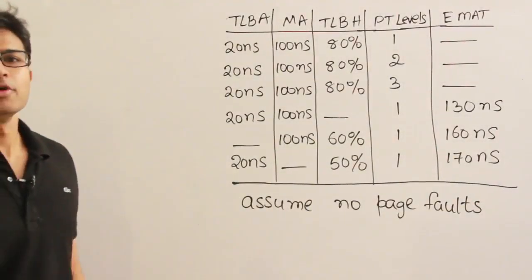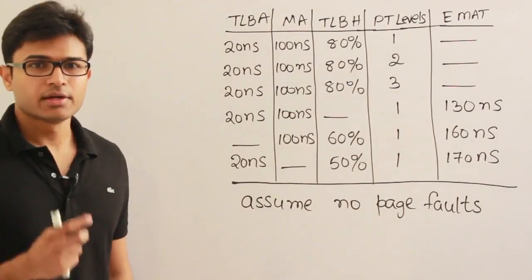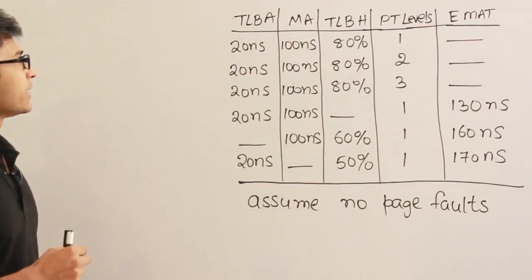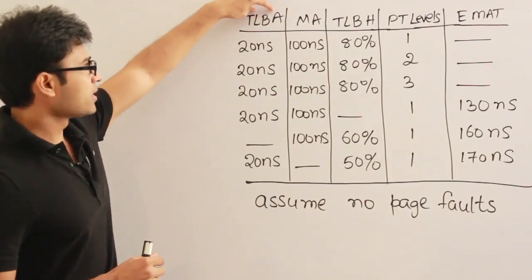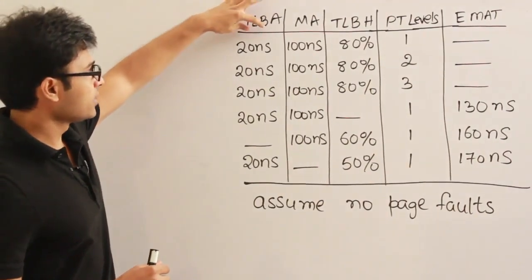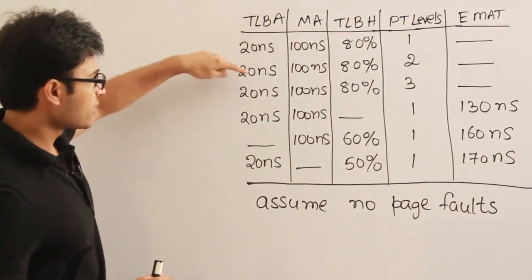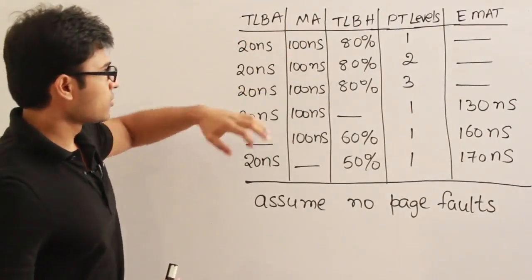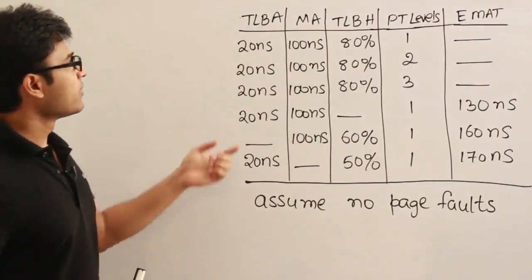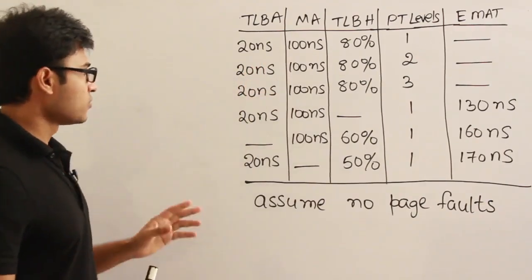Let's see some more numericals on this TLB hit rate. So the data is given like this. TLB access time means the time taken to access the TLB, which is given as 20 nanoseconds. And then MM is memory access time. So in order to access the memory directly, the time taken is 100 nanoseconds. That is what is given.